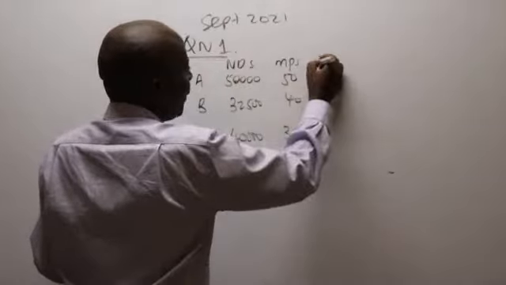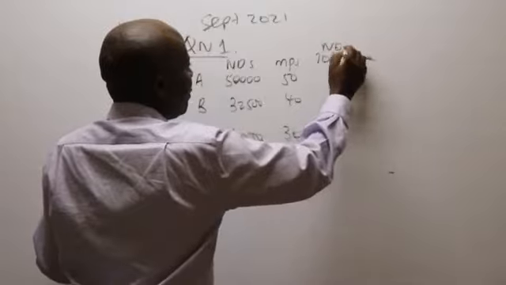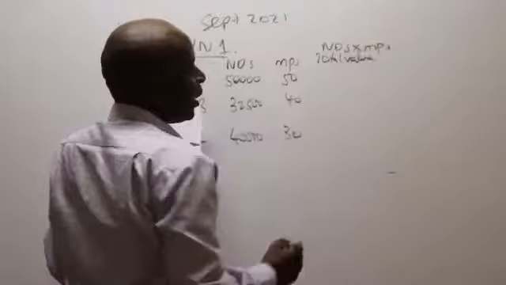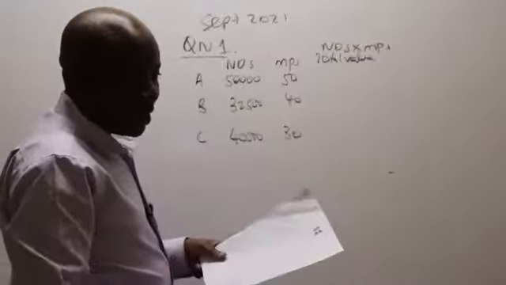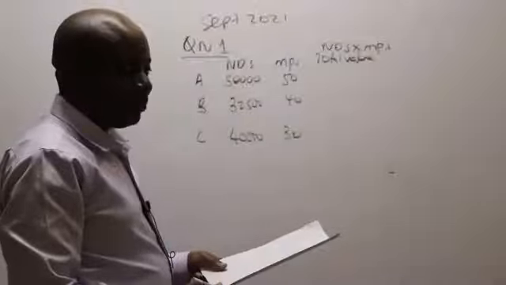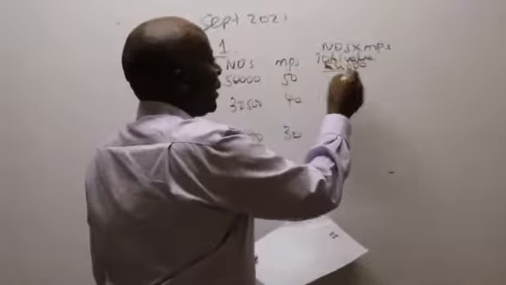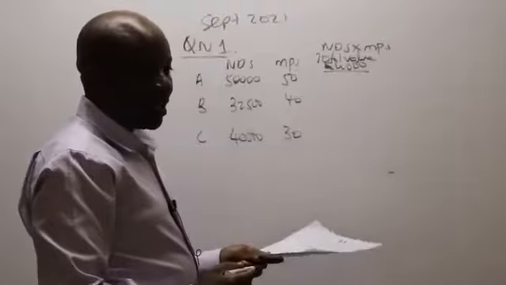So could you kindly give us the total value here? The total value will be the number of ordinary shares times the market price per share. Could you kindly give me those numbers very fast? I would want us to capture them in shillings, thousands. Please cut 3 zeros.